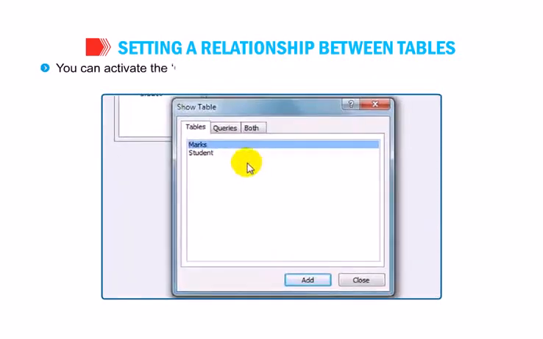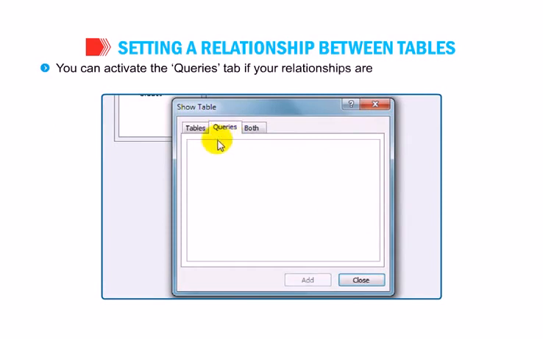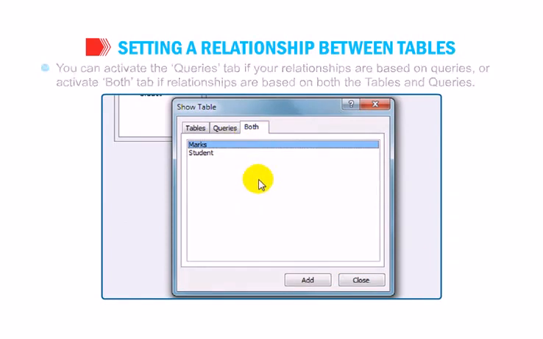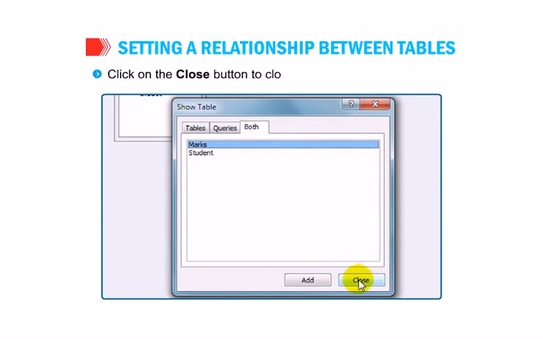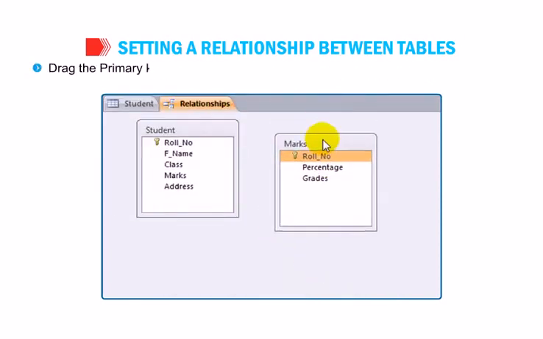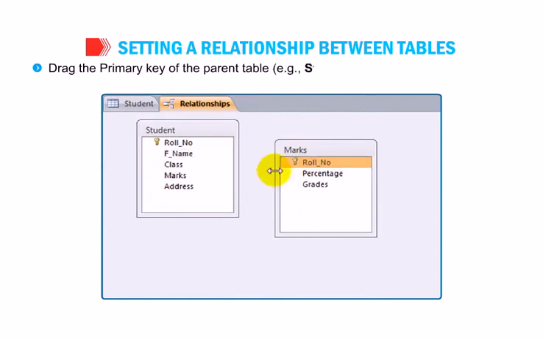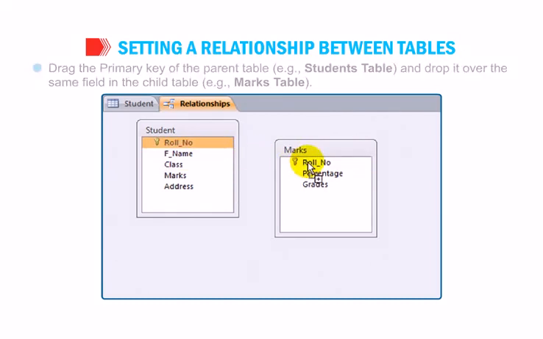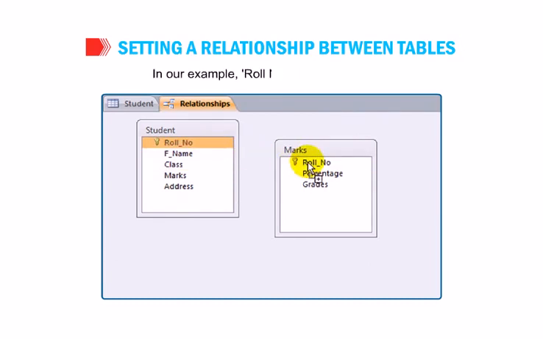You can activate the Queries tab if your relationships are based on queries, or activate the Both tab if the relationships are based on both the tables and the queries. Click on the Close button to close the Show Table dialog box. Drag the primary key of the parent table, for example the Students table, and drop it over the same field in the child table, for example the Marks table. In our example, roll number is the primary key.